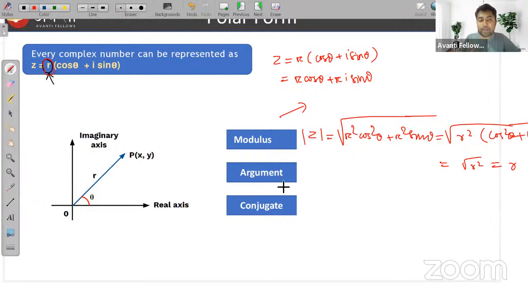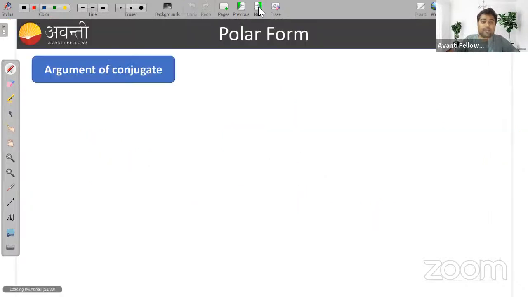Then what is the argument? Argument is simple, theta, because here theta is given. If I ask you to find the conjugate of this complex number, then the conjugate will be r into cos theta minus i sin theta. Yes or no? Tell me. Clear? Okay, if it is clear to all, let's move to the next thing, that is argument of conjugate.